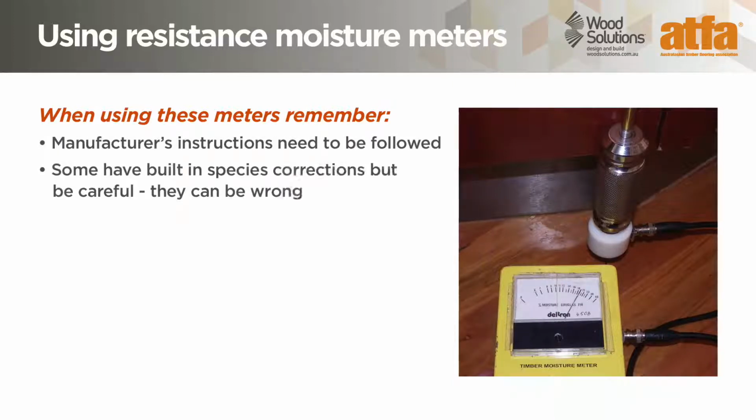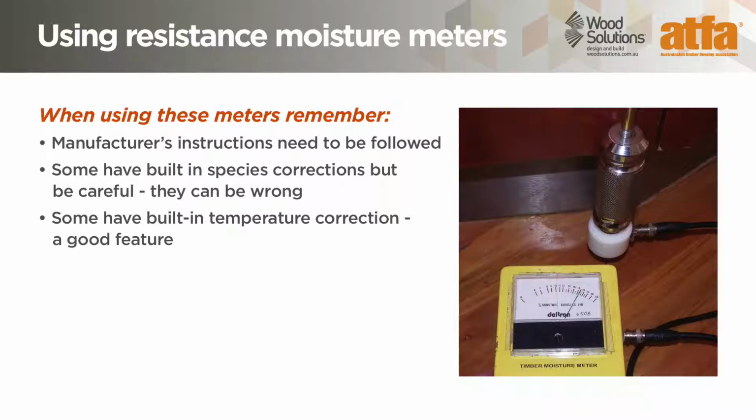Some meters have built-in species corrections, but be very careful of using these, as they can be wrong. Some meters have built-in temperature correction. This is a good feature. The meter reading should be taken straight away, at which time the reading is highest before it lessens a little.